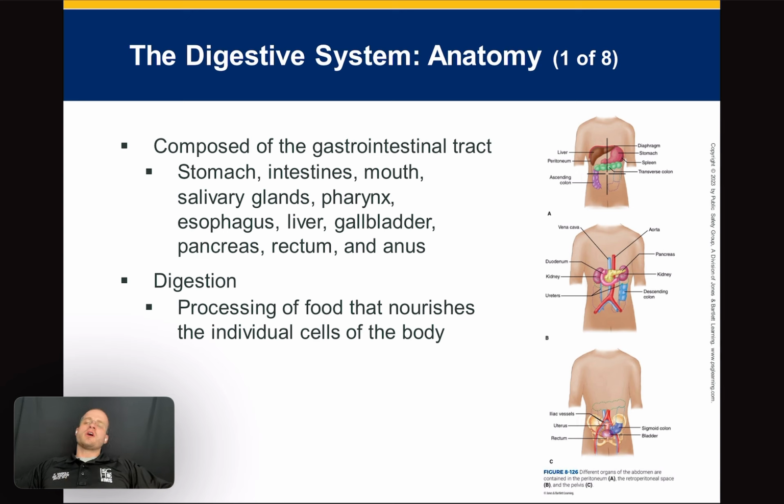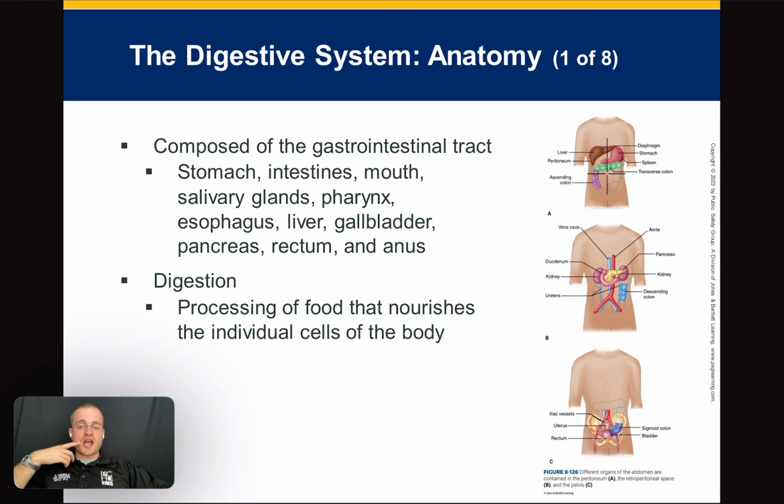Okay, so the GI tract. I wish this would be in order, right? It's the mouth, esophagus, stomach, intestines, salivary glands, pharynx, gallbladder, pancreas, rectum, and anus. Okay, and basically we use these through digestion.